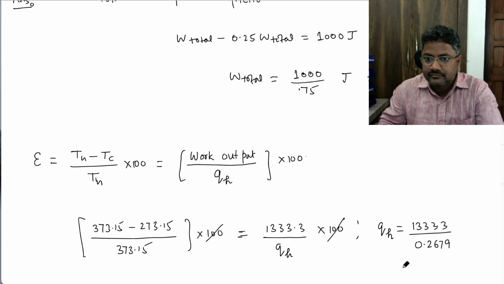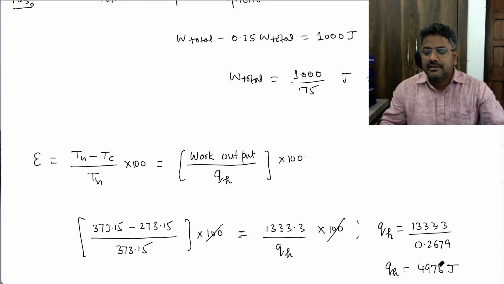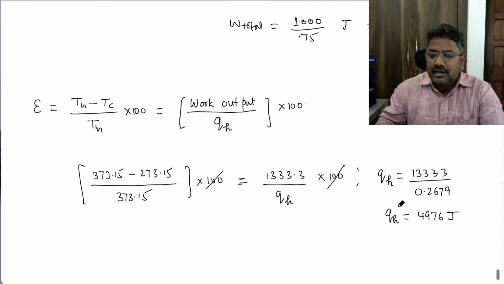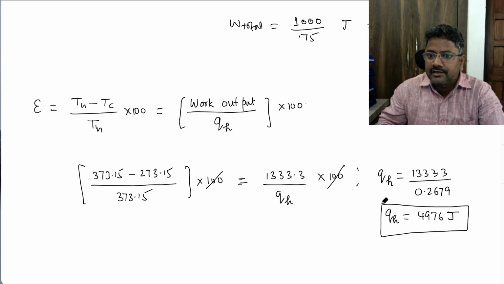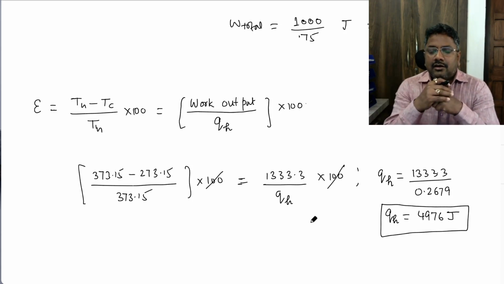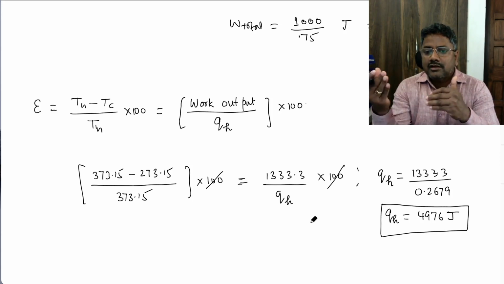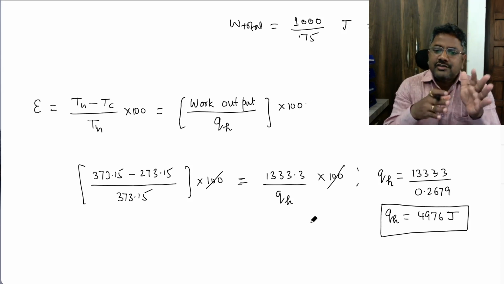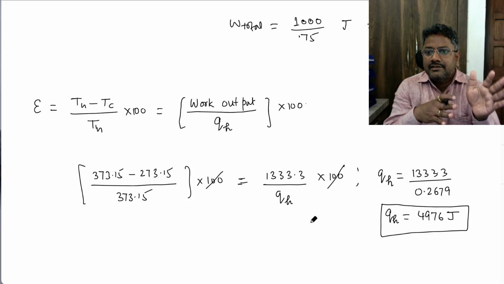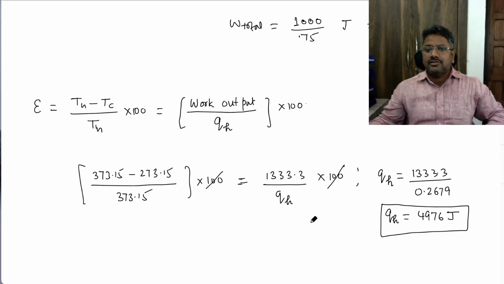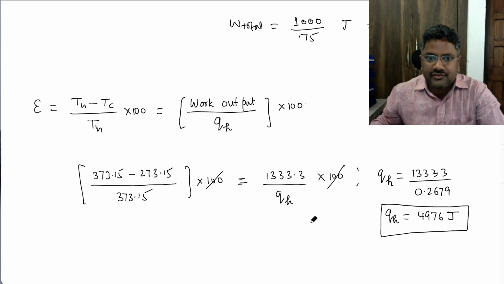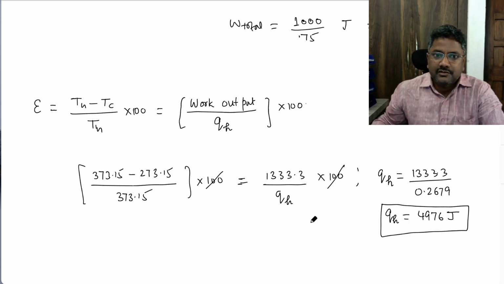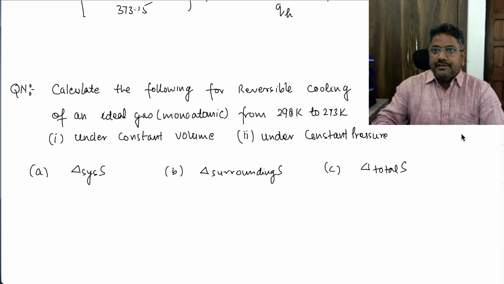QH is 4976 joules. So if you take 4976 joules of heat, if you withdraw this heat from the hot reservoir, this will do the work corresponding to 1333.3 joules, out of which 1000 joules is useful, and the rest is lost in the friction. Now see the next question.